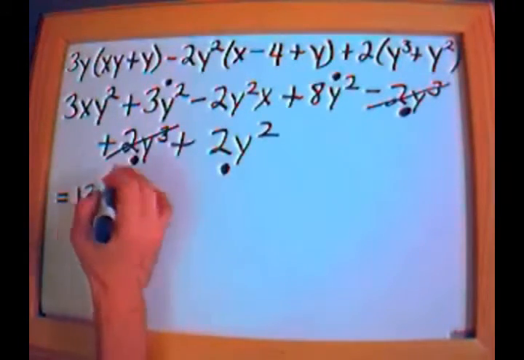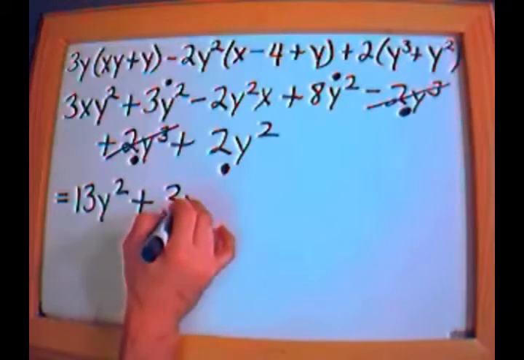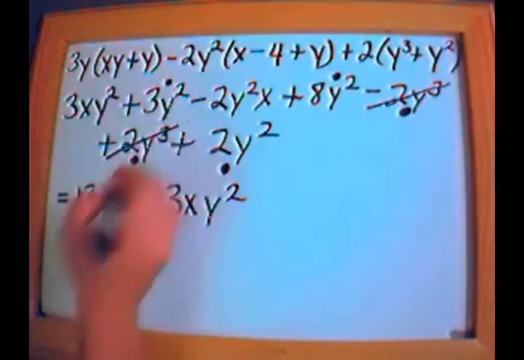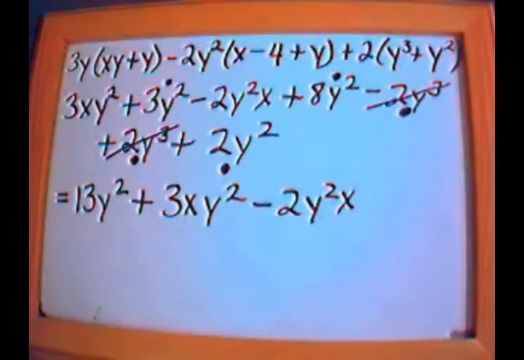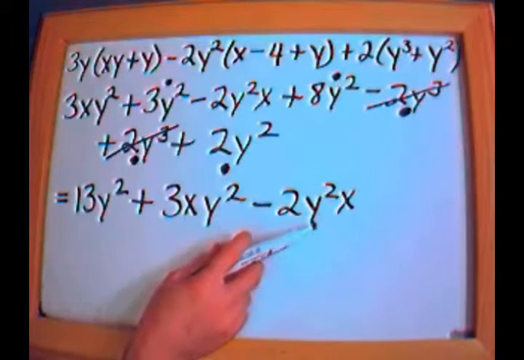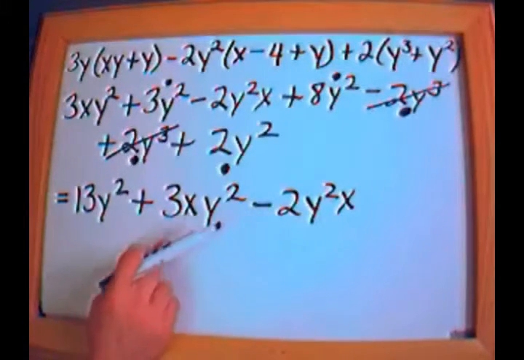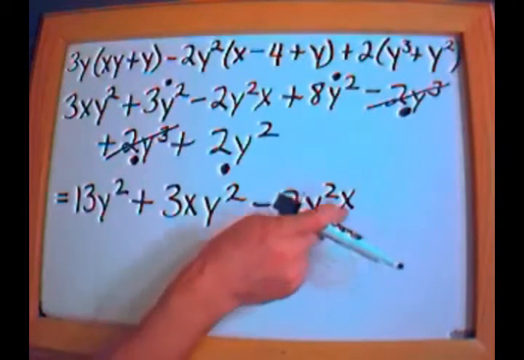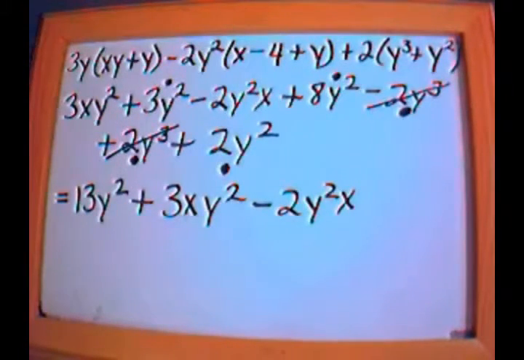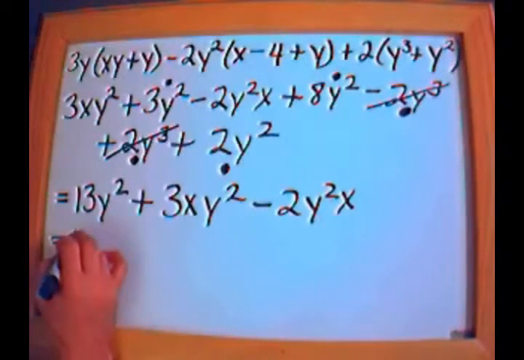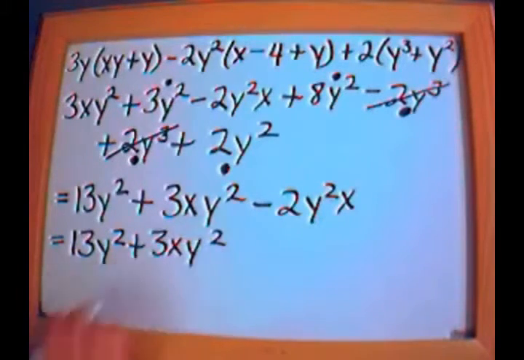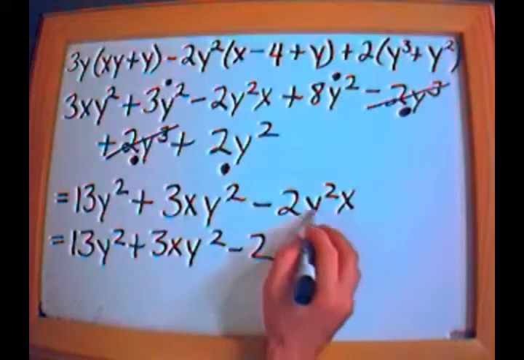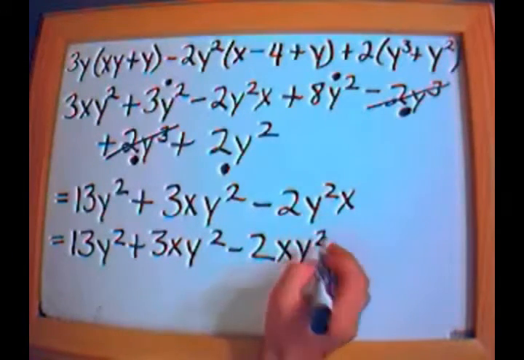Now let's rewrite this. This is worth rewriting. I'm going to just add a plus 3xy squared. I just rewrote this. Minus 2y squared x. Now, at first glance, these look different because they just look different. Here I've got an x times a y squared, and here I've got a y squared times an x. But if you think about it, they are really the same thing because I can rewrite this. And how can I rewrite it? I can rewrite it this way. 13y squared plus 3xy squared minus 2, and I'm going to flip these variables around, x times y squared.